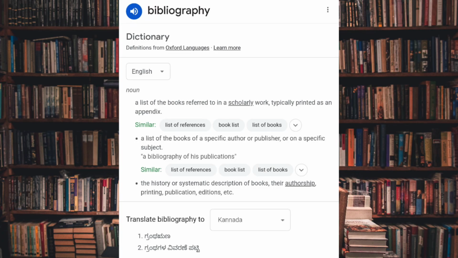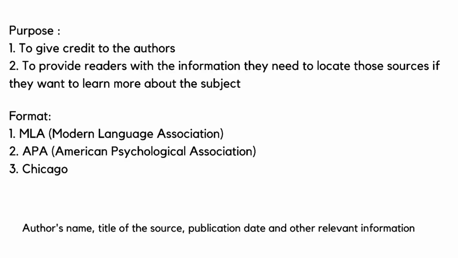First of all, what is bibliography? A list of the books referred to in a scholarly work, typically printed as an appendix. Now, why do we need to write a bibliography, sir? Why do I need to write a bibliography? I can just write the essay and give it to him, right? No. The purpose of writing a bibliography, number one, is to give credit to the authors. They have spent their energy, their time and their life in writing or compiling that book. So it is necessary that you give them some credit.